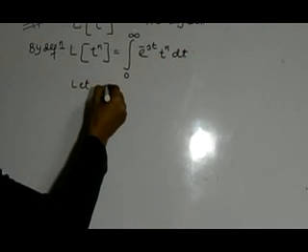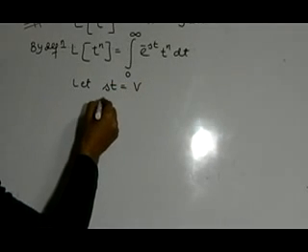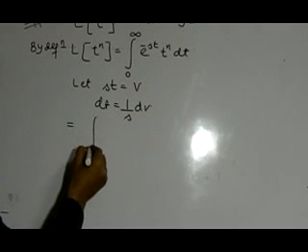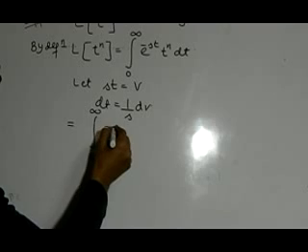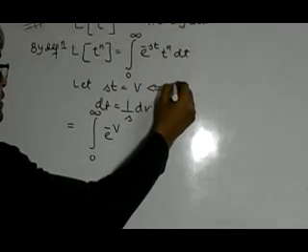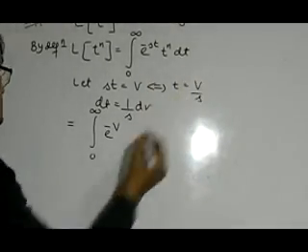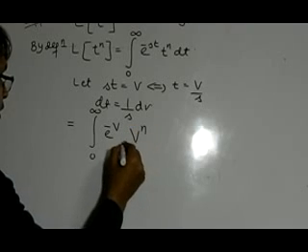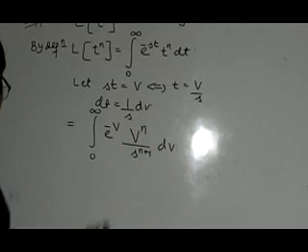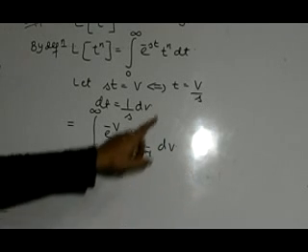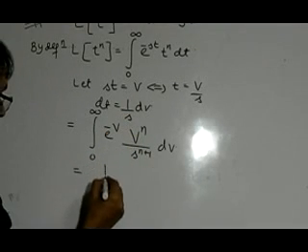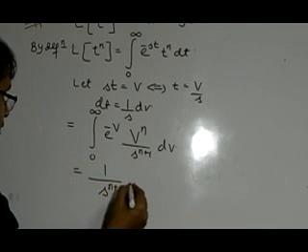So let st is equal to v, therefore dt is equal to 1 by s of dv, which is the same as the integral from 0 to infinity of e to the power minus v, and we can write t as v by s, which is nothing but v to the power n over s to the power n plus 1 into dv. Why s to the power n plus 1? Because s to the power n from here and one more factor 1 by s.